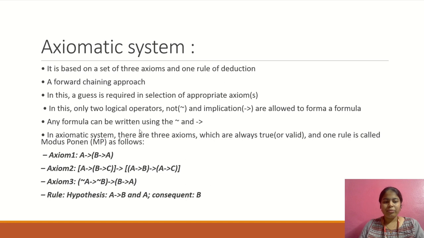Axiom 1. A implies B implies A. Axiom 2. A implies B implies C can be written as A implies B implies A implies C. Axiom 3. Negation A implies negation B can be written as B implies A. Rule, modus ponens. If A implies B and A, consequent B.